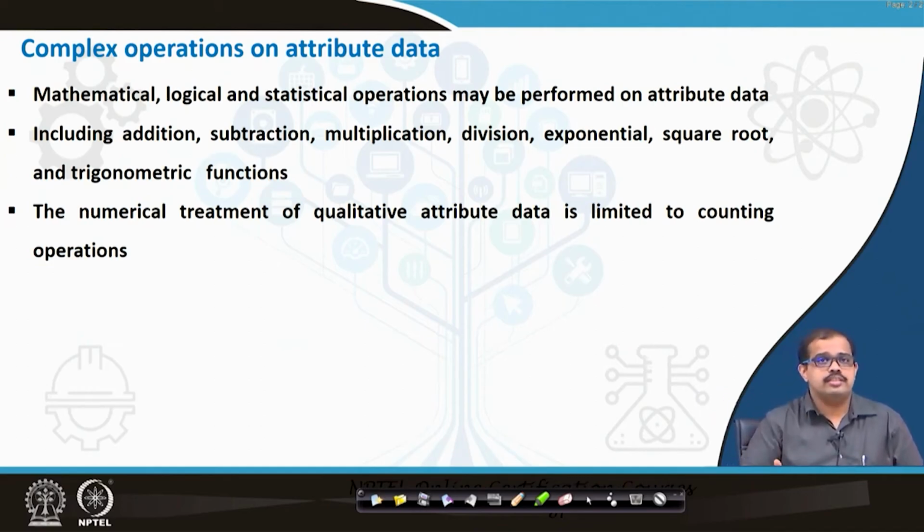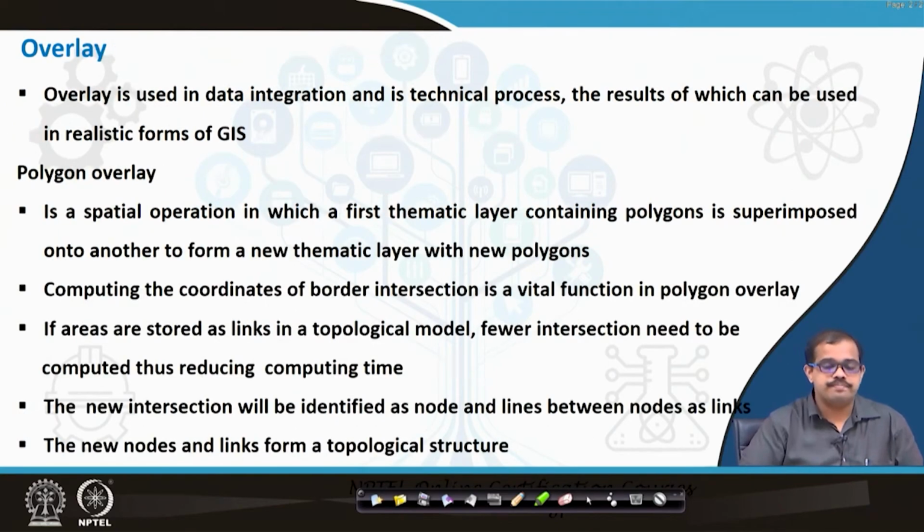So, including addition, subtraction, multiplication, division, exponential analysis, square root, trigonometric functions. Any of these operations can be done. These are categorized as complex operations. The numerical treatment of qualitative attribute data is limited to only counting operations. So, that is the only limitation in terms of qualitative attribute data.